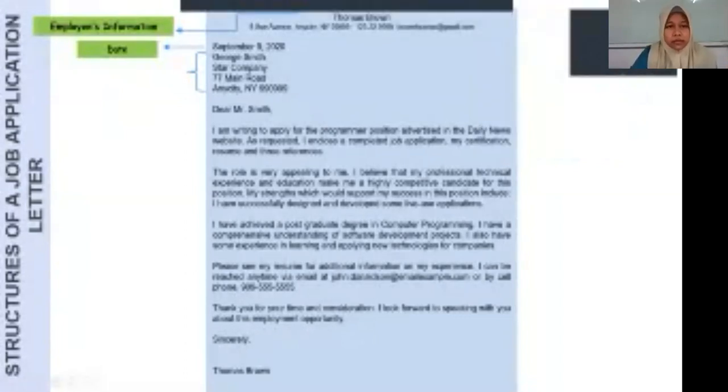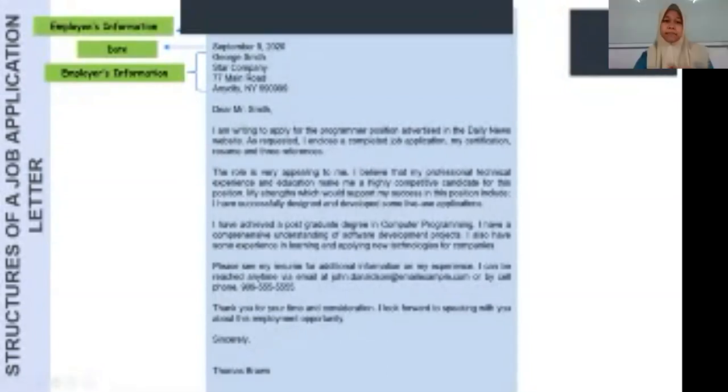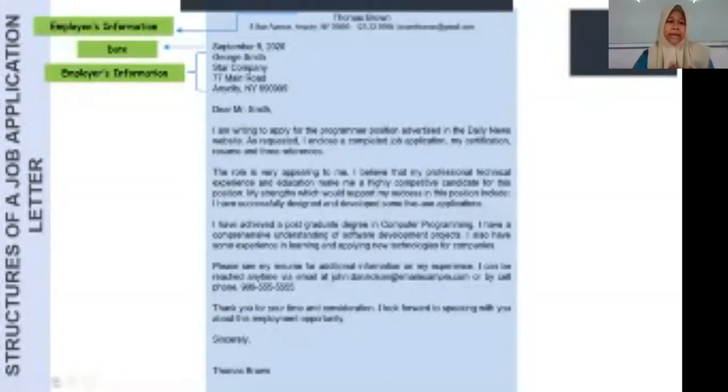Okay. So I'm going to continue. The next part of the structure we have is the employer's information. At the beginning, we have the employee's information, and then we write the date. After we write the date, we put the information about the employer. If we know the name of the employer, we can put their name, like here, George Smith. But if you don't know the name, you can just write the head of blah blah blah or the chief of blah blah blah.